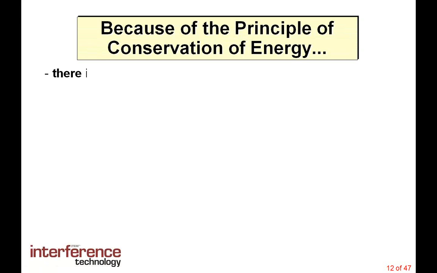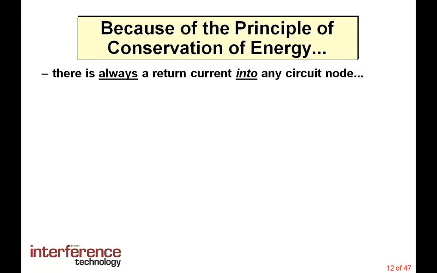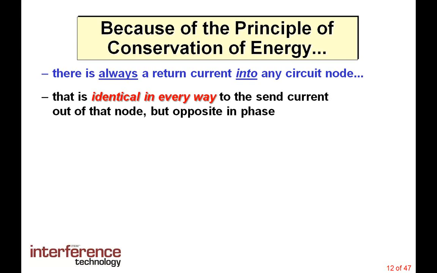Now, because of the principle of conservation of energy, there's always a return current into any circuit node. Say the collector of a transistor, or the drain of a transistor, that's emitting a current into a conductor, you know, a signal or something, there must always be a return current flowing into it. And it must be identical in every way to the send current out of that node. But of course it must be opposite in phase.